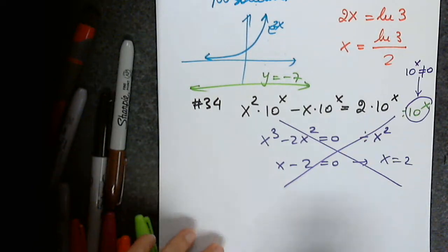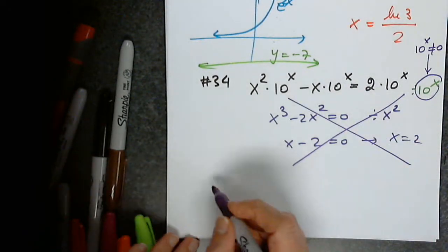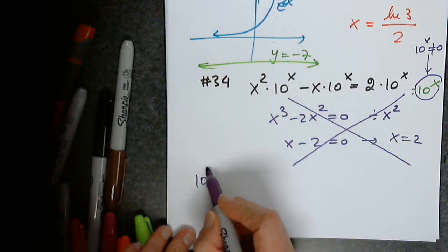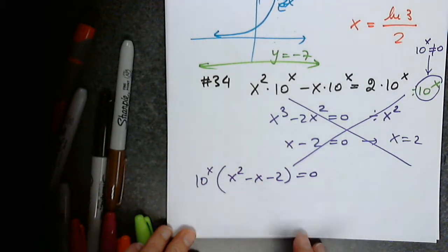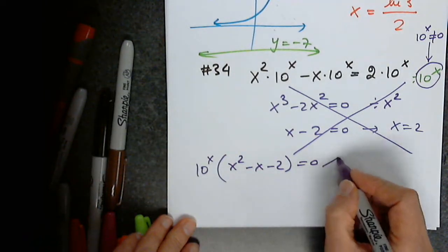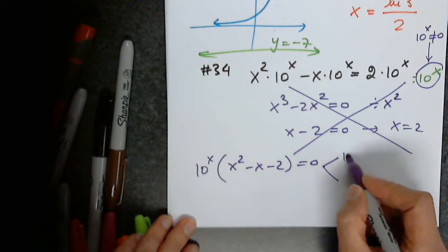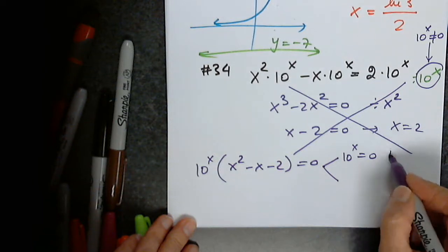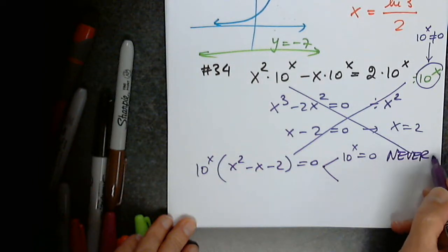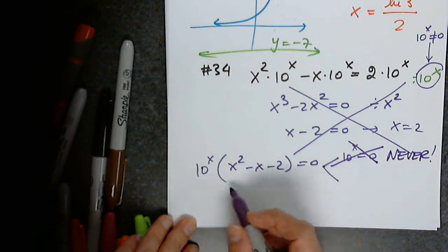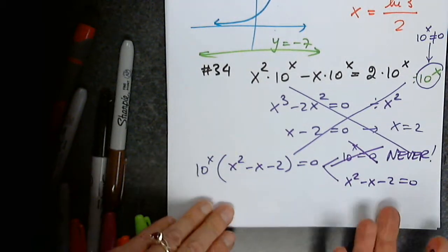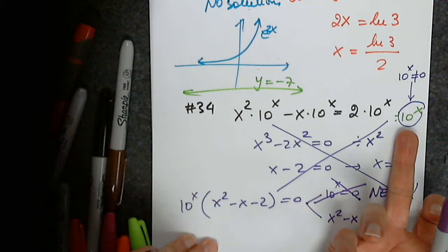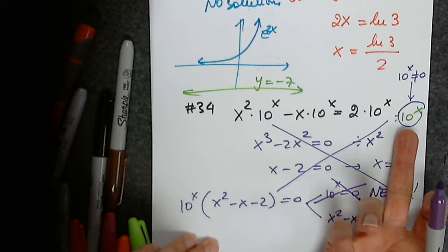Ever. So if I don't divide by it and I factor out 10 to the x, then I have x squared minus x minus 2 equals 0. I have two options: 10 to the x to be 0, but that's never going to happen, and the other option is x squared minus x minus 2 equals 0, which I would have gotten if I had divided both sides by 10 to the x. So either way it's right.